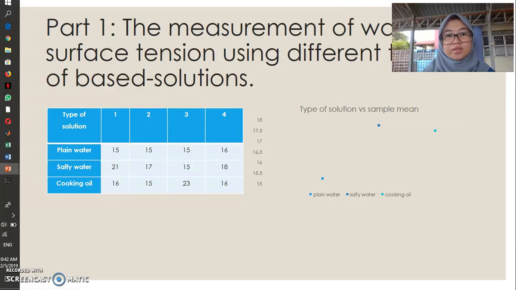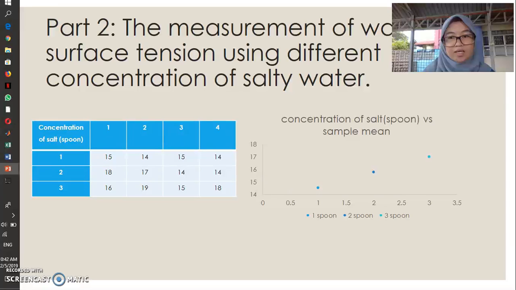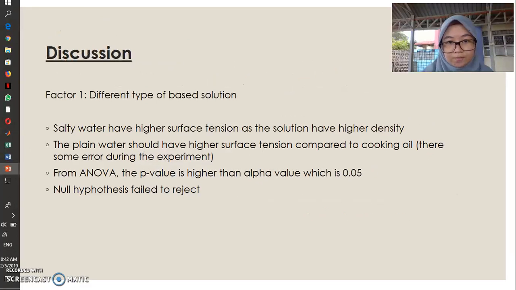Okay, next is the result. This is our result for part 1, where we measured using the different types of base solutions, and this one is the result for the different concentrations of salty water.